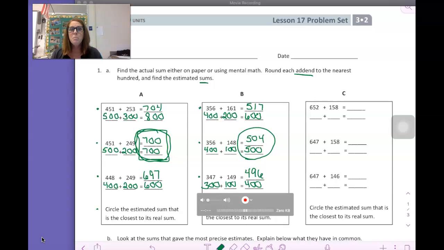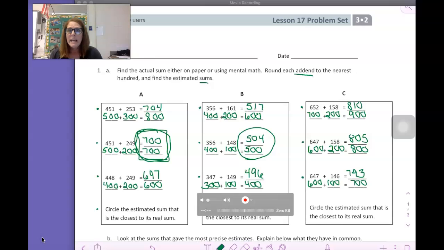Now let's move on to box C. I want you to solve 652 plus 158 and the other two problems on a separate piece of paper or your whiteboard. Write the answer in the answer line. And then I also want you to round each of those to the nearest 100 and write the estimated sums. Come on back when you're finished.